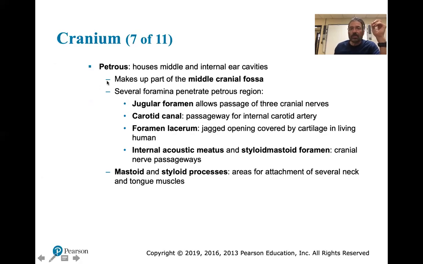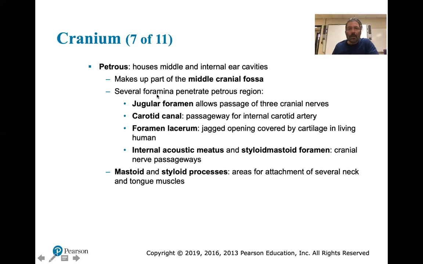So the petrous houses the middle and internal ear cavities. I'll try to do this here. So this thing, I say this is the petrous portion. So this is superior to inferior. The brain's laying on this, and here's your petrous portion of that. It's very, very rigid. Very, very peaked. So there's a lot of attachments. Also remember, your brain is encased in that dura mater, that means tough mother. It is going to have attachment sites to the skull.